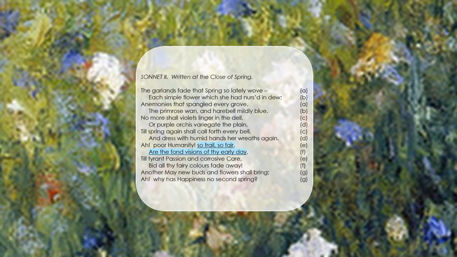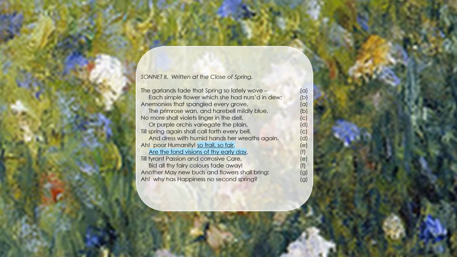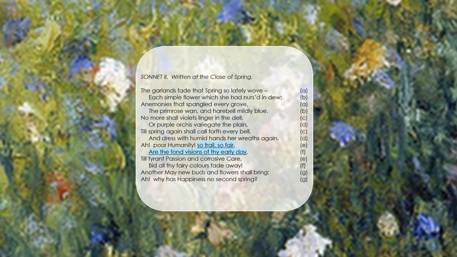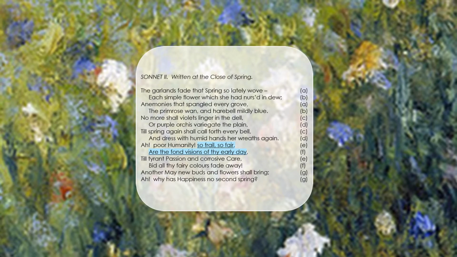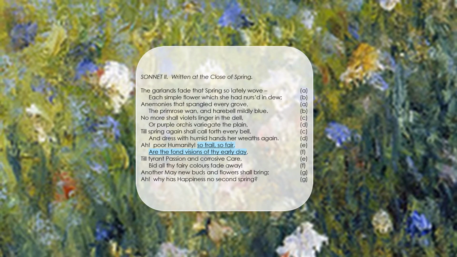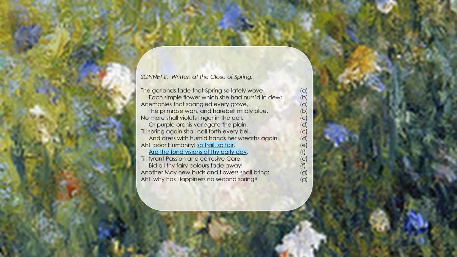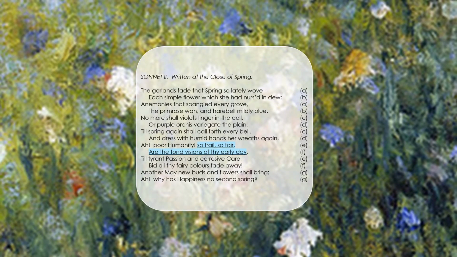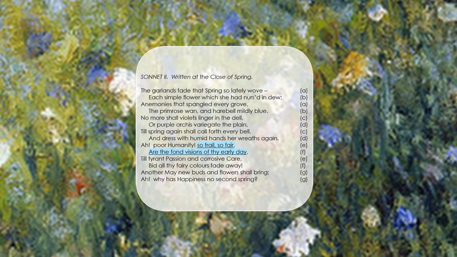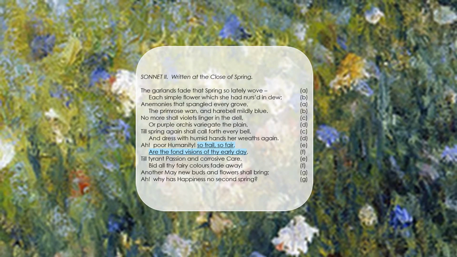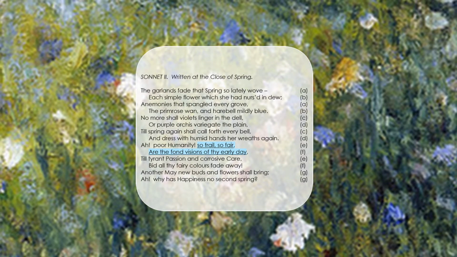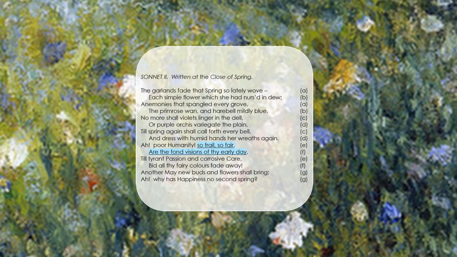But you cannot do that when you get to this line: "Ah, poor humanity, so frail, so fair, are the fond visions of thy early day." It doesn't make sense. You have to read it grammatically with the previous line. "So frail, so fair are the fond visions of thy early day." The rhythm encourages you to pause at the end of line 9, but by pausing at the end of line 9, you disrupt the meaning of the poem because there shouldn't be a pause there.